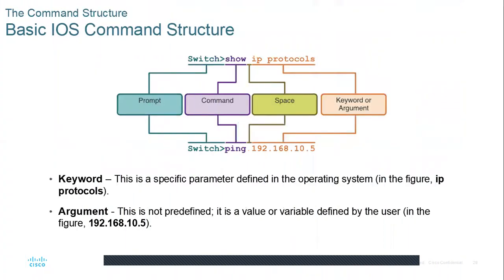So the command structure. Let's examine this IOS command structure. This is my switch. You're on the prompt. What's the command you're running? You can be running a ping. You will normally have a space. You don't just type ping and an IP address; you will always want to leave a space. So the structure is the prompt, the command, you leave a space, then your argument or your keyword.